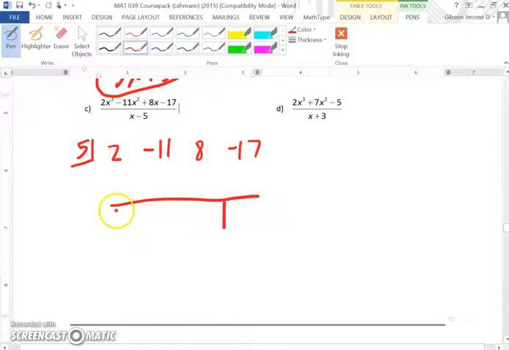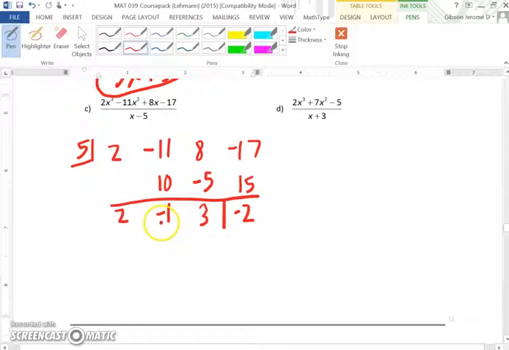So now, we always bring down that first number. So we take 5 times 2 is 10. We'll put it under the next number. Negative 11 plus 10 is negative 1. 5 times negative 1 is negative 5. 8 minus 5 is 3. And 5 times 3 is 15. Negative 17 plus 15 is a negative 2. So we have a remainder of negative 2.